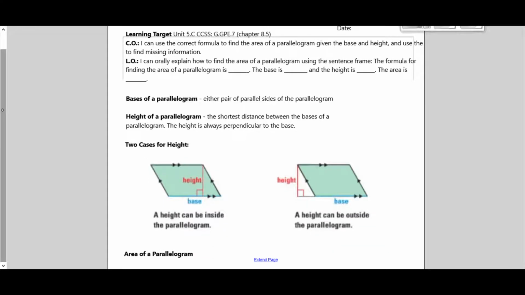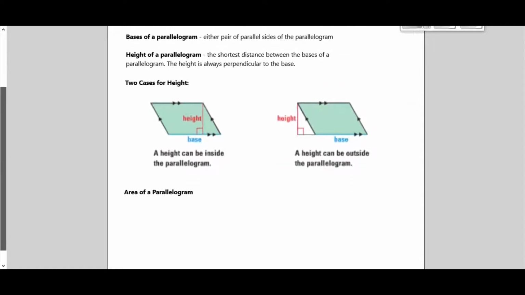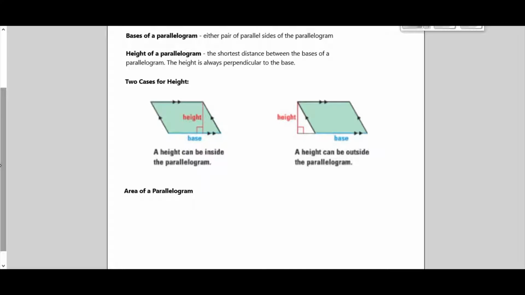So before we go over the area formula, why don't I give you a couple of vocabulary terms. These are terms that we've seen a lot of, and we're going to continue to see them throughout our area unit: base and height. So the first one, the base of a parallelogram is either pair of parallel sides of a parallelogram.